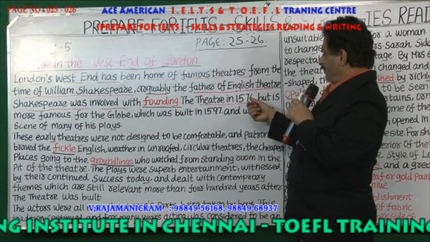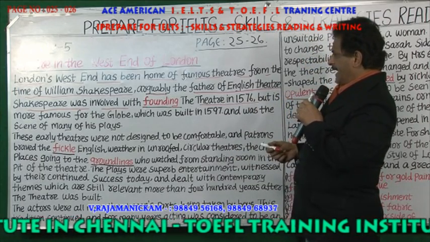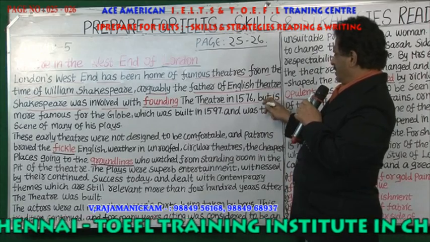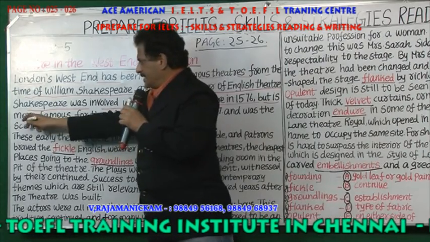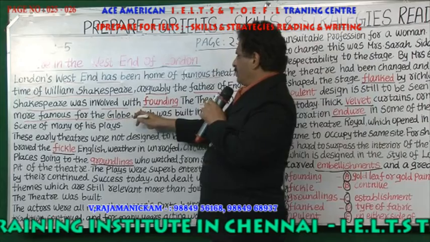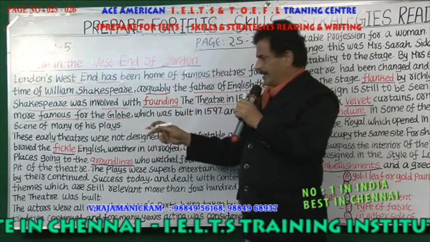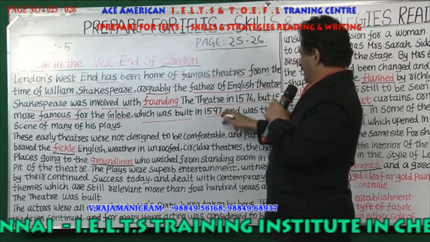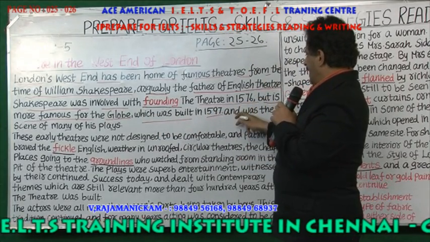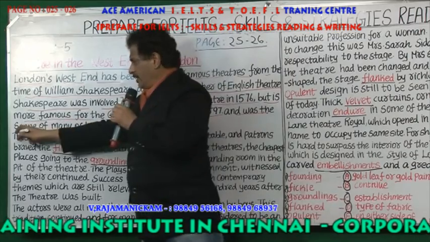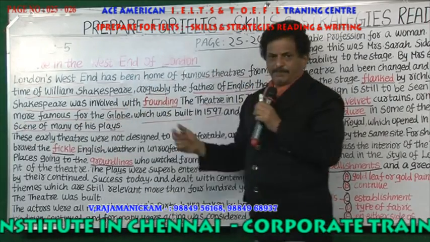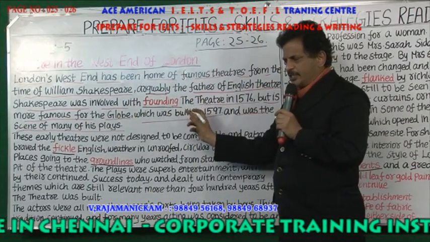Founding. So in 1576, he founded the drama theatre, but he is more famous for the Globe. The Globe is one of the inventions of this theatrical place, which was built in 1597 and was the scene of many of his plays. So the first paragraph. So first paragraph, what is given?